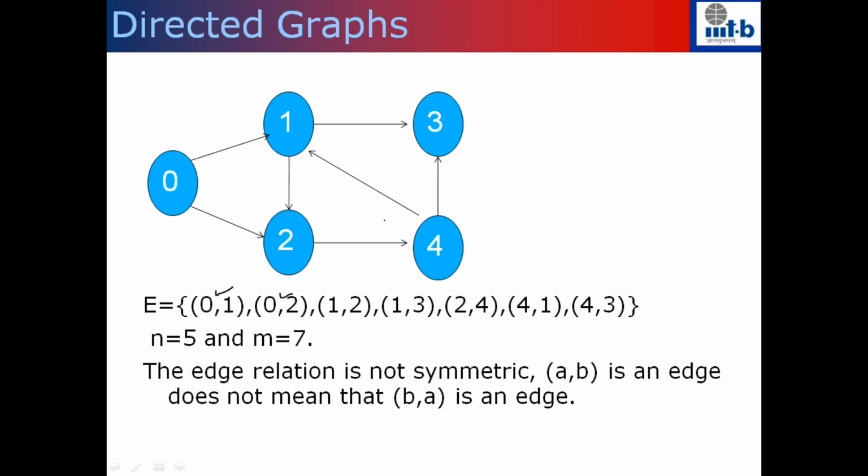A good example in real life: you can think of these nodes as different parts of the city, and if you can directly go from one place to another because there is one-way traffic, if you can go from location A to location B, then there is an edge. But simply because you can go from A to B does not imply that the other direction is always connected.